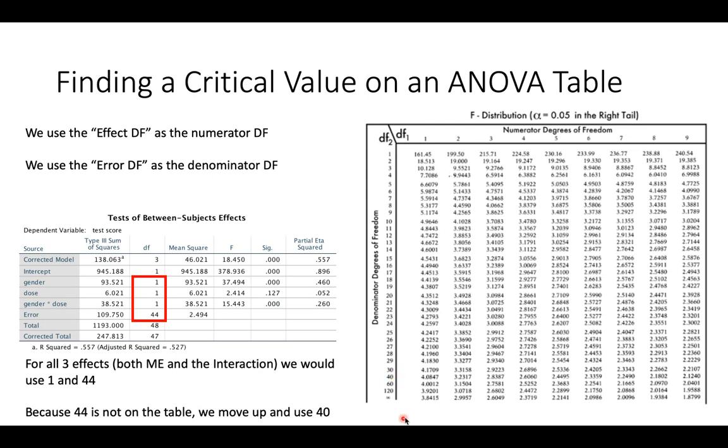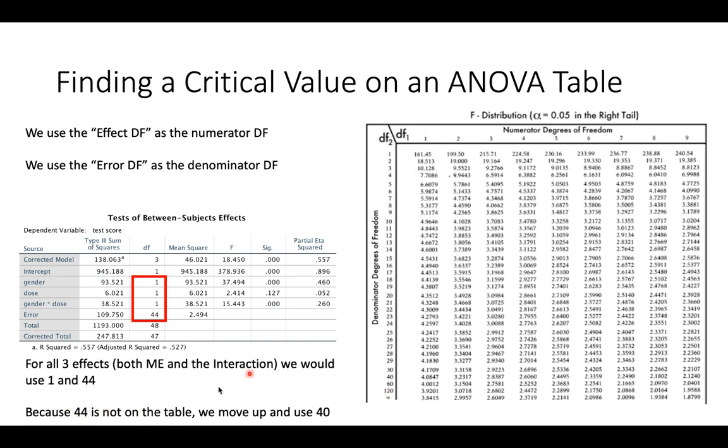We move up the table because moving up the table gives us a more conservative test. The critical values get larger as we move up the table. So moving up the table makes it harder on ourselves. And we always want to be more conservative. So we move up the table, not down the table, when our degrees of freedom is not present.